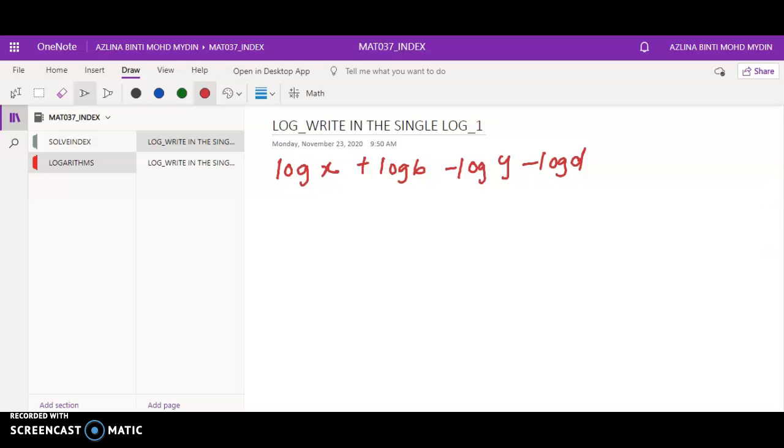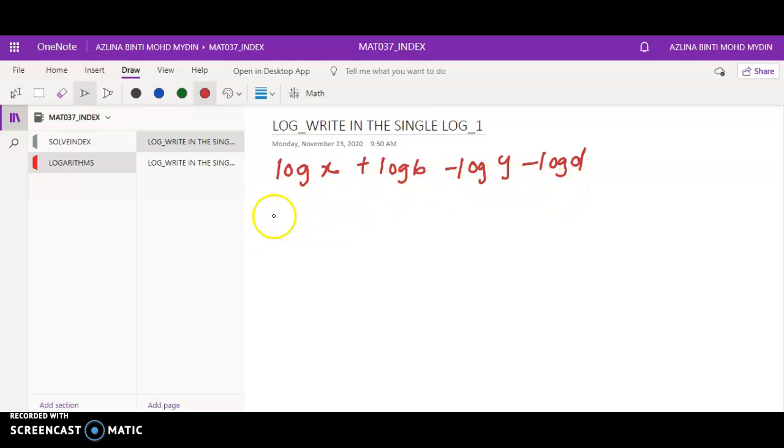Okay guys, now we are going to look at how to write this equation as a single log. So now we have log of x plus log of b minus log y minus log d. If you can see, the logs are all in the same base, which is log 10.